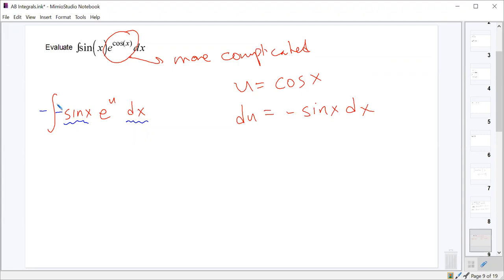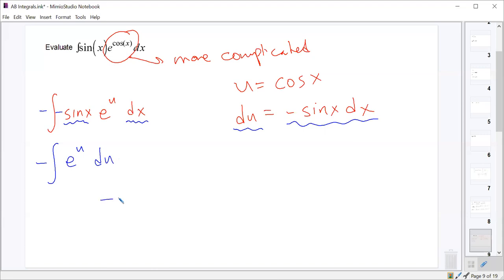I put in two negatives, which should cancel each other out. So I've effectively got the same thing. But now I've built this negative sine x dx into my integrand so that I can replace it with du. The negative that's outside the integral will stay, and the negative sine x dx will get replaced as a du. So now I just have the opposite of the integral of e to the u du.